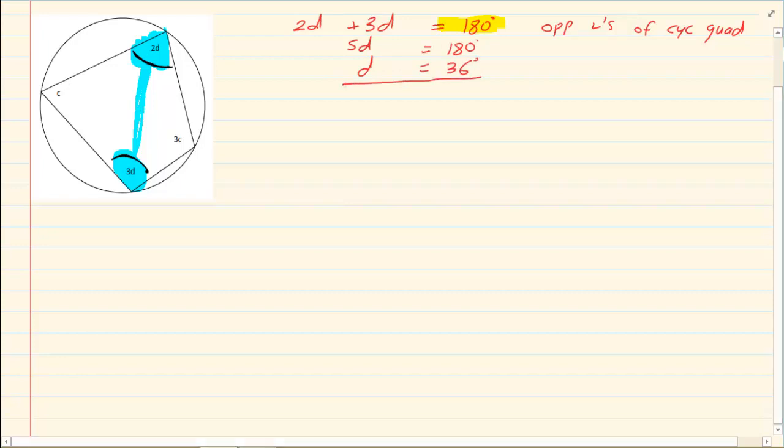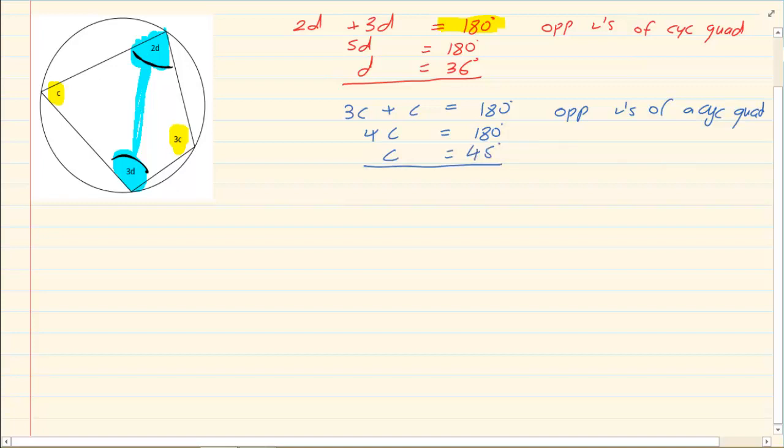Now if I wanted to calculate C, C is also opposite angles of a cyclic quad. So I have 3C plus C is equal to 180 degrees. Reason, opposite angles of a cyclic quad. That would mean 4C is equal to 180 degrees. C is equal to 45 degrees.